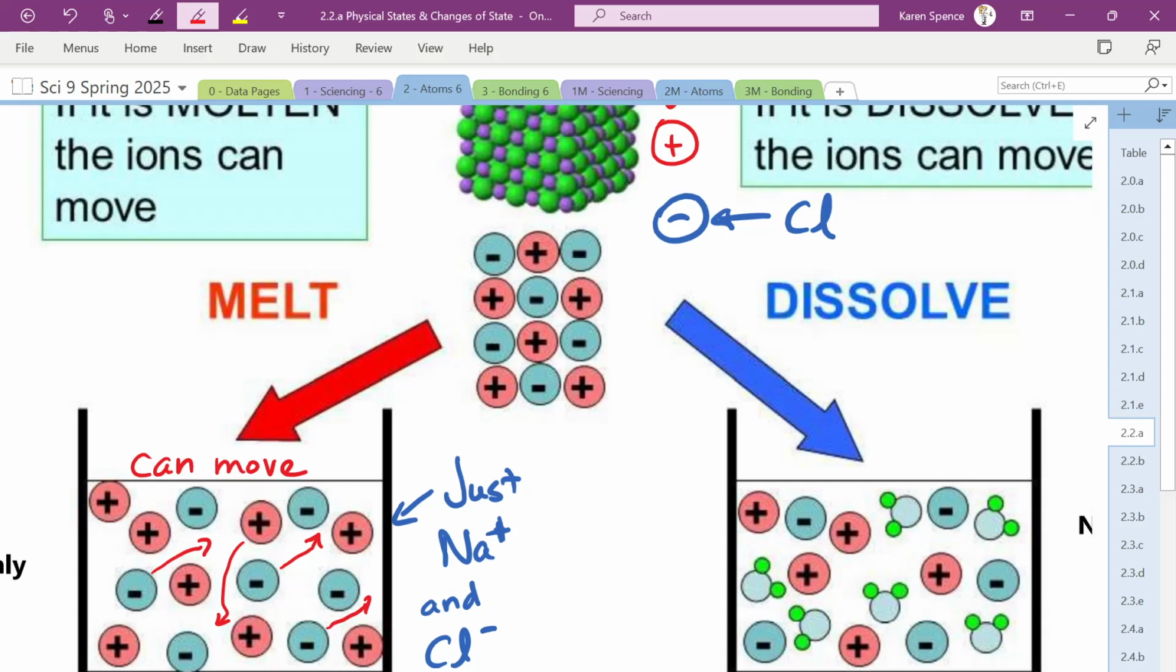What's different about that between the melted and the dissolved? What's in the dissolved container that's not in the melted container? Water. So in this one, we have Na plus and Cl minus and water, H2O. And these particles, though, they can still move around.